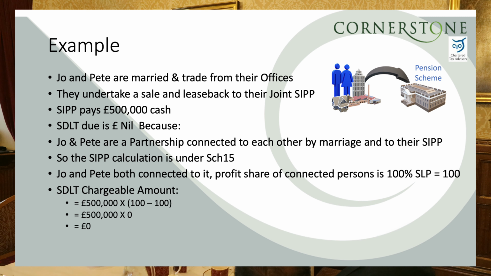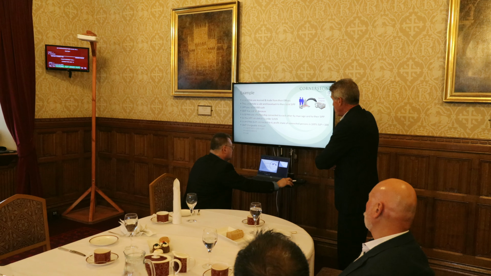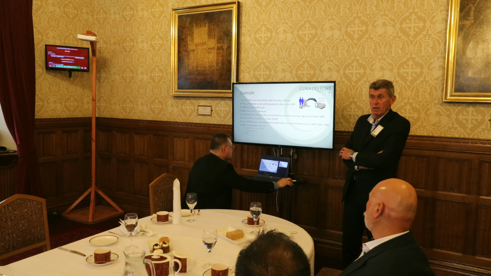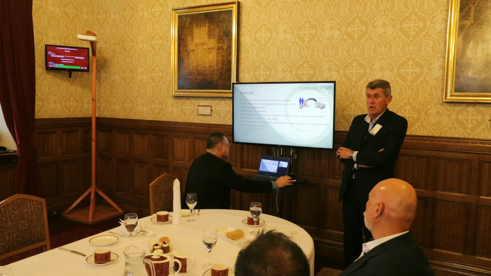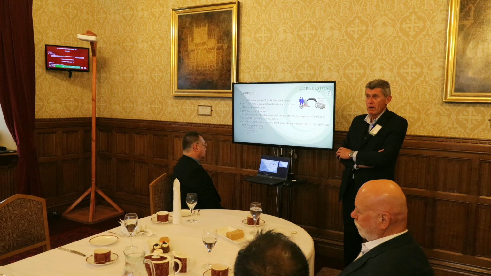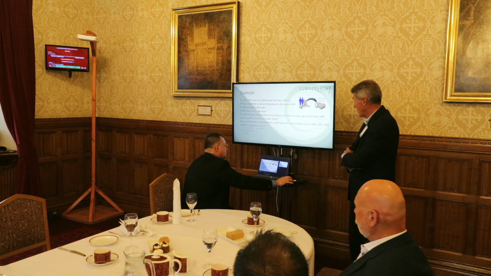Joe and Pete are a partnership, they're trading, they've got an office, fine, they're connected to each other by marriage, and they're both connected to their SIPP. The SIPP calculation proceeds under Schedule 15. They're both connected. The profit share of the connected persons is 100%, so that's the SLP. 500,000 times 100 minus 100. Hands up if you can get any different answer than nil on that one.